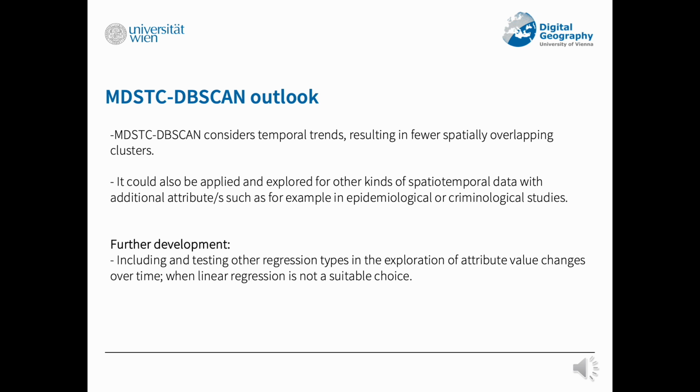The multidimensional spatio-temporal change DBSCAN algorithm considers temporal trends in the data, which results in fewer or not at all spatially overlapping clusters. It could also be applied and explored for other kinds of spatio-temporal data, such as, for example, in epidemiological or criminological studies. Further development of this algorithm would be to include and test other regression types in the exploration of attribute value change over time, when linear regression is not a suitable choice.